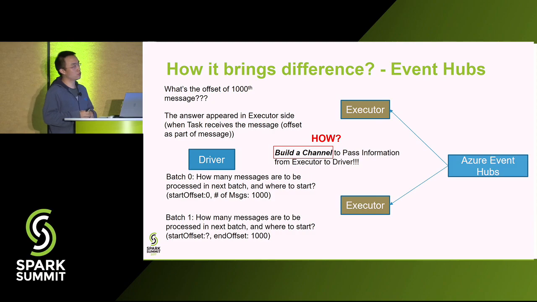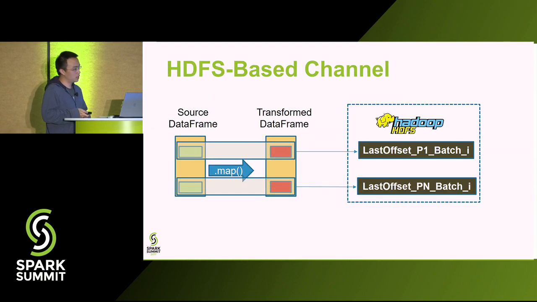Then the remaining question is how to build this channel bridging the executor and the driver. Let's see here, we have some source data frame, and we apply map over the source data frame. And then we get a transformed data frame, and in each partition of this transformed data frame, we will generate a file containing the last offset of the message in a certain EventHubs partition. Then what's the next step?